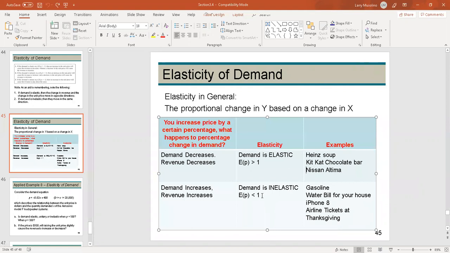How about inelastic? This is when you increase the price by a certain percentage, and demand does not drop much, so revenue increases. This demand is inelastic here. This is when there's not much change in demand. You can think of it that way. Think about the water bill for your house. If the price goes up, you're probably still going to use the same amount of water.